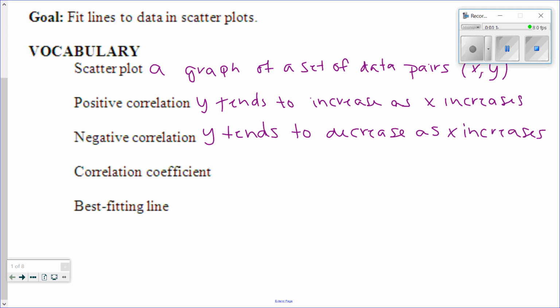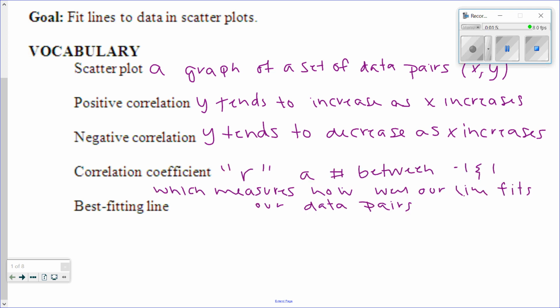So in this chapter, our goal is to fit lines to data in scatter plots. Our scatter plots, again, are just a set of data pairs. And then our correlation coefficient, we're going to refer to as r. And this is a line that we're going to draw. The correlation coefficient refers to how well this line fits our set of data pairs. Again, our data pairs are not going to be perfectly linear like in the models we've been working with before. But our correlation coefficient is going to be between -1 and 1, and it's going to measure how well our line fits our data pairs.